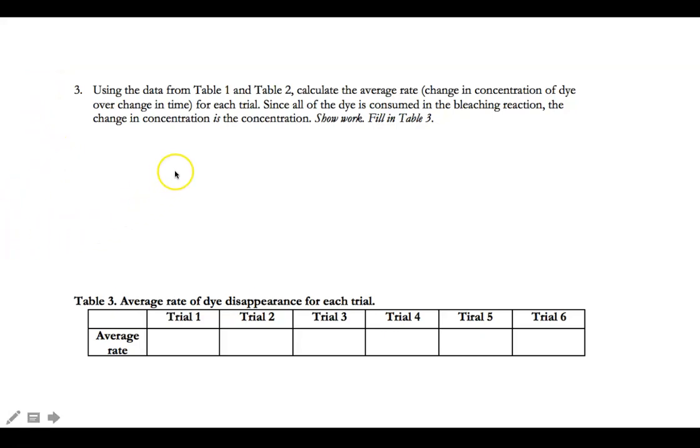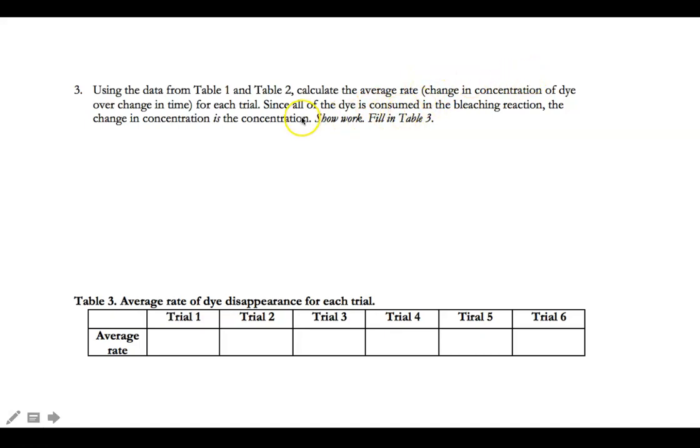All right, also in your lab write-up, I'm going to have you calculate the average rate of the dye disappearance for each trial. So remember, average rate is just the change in concentration over the change in time. And the change in concentration of the dye is really what we're measuring, and we're measuring it by the loss of color. And so essentially we're taking it from the initial concentration down to 0.